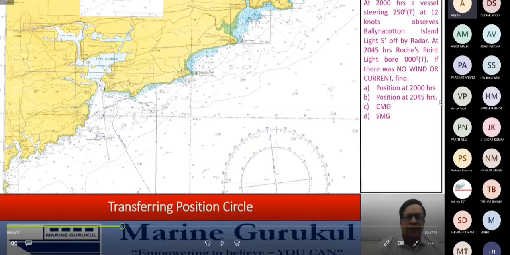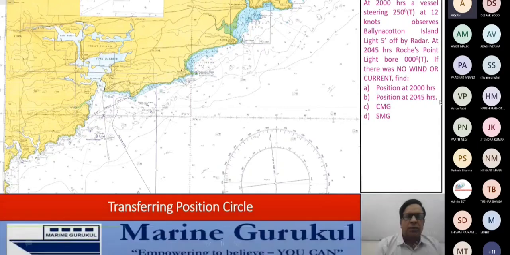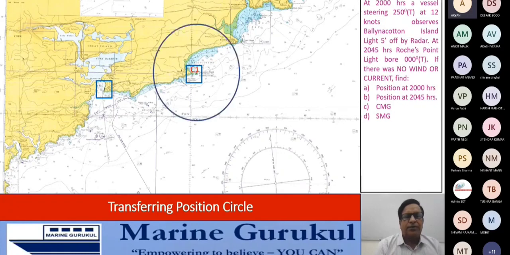Okay, so if this is clear, then let's proceed ahead and see how this is plotted on the chart. So first we identify the landmarks. Here is the Ballycotton Island light. This one is the Roche's Point light. With Ballycotton Island as center and radius of 5 miles, that's the radar range, we draw the circle with C1 as the center, and this is the circle for 2000 hours.